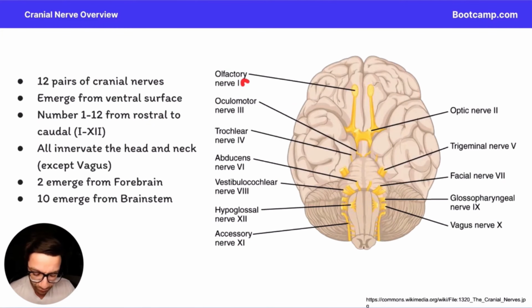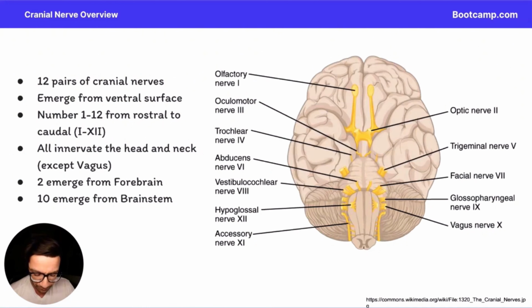We have the olfactory nerve emerging directly off the brain tissue. We have the optic nerve with the optic chiasm and optic tracts emerging from the brain tissue as well. We're going to have the oculomotor nerve emerging from the anterior or the ventral portion of the midbrain. We'll have the trochlear nerve emerging from the posterior portion of the midbrain. The trigeminal nerve will emerge from the pons.